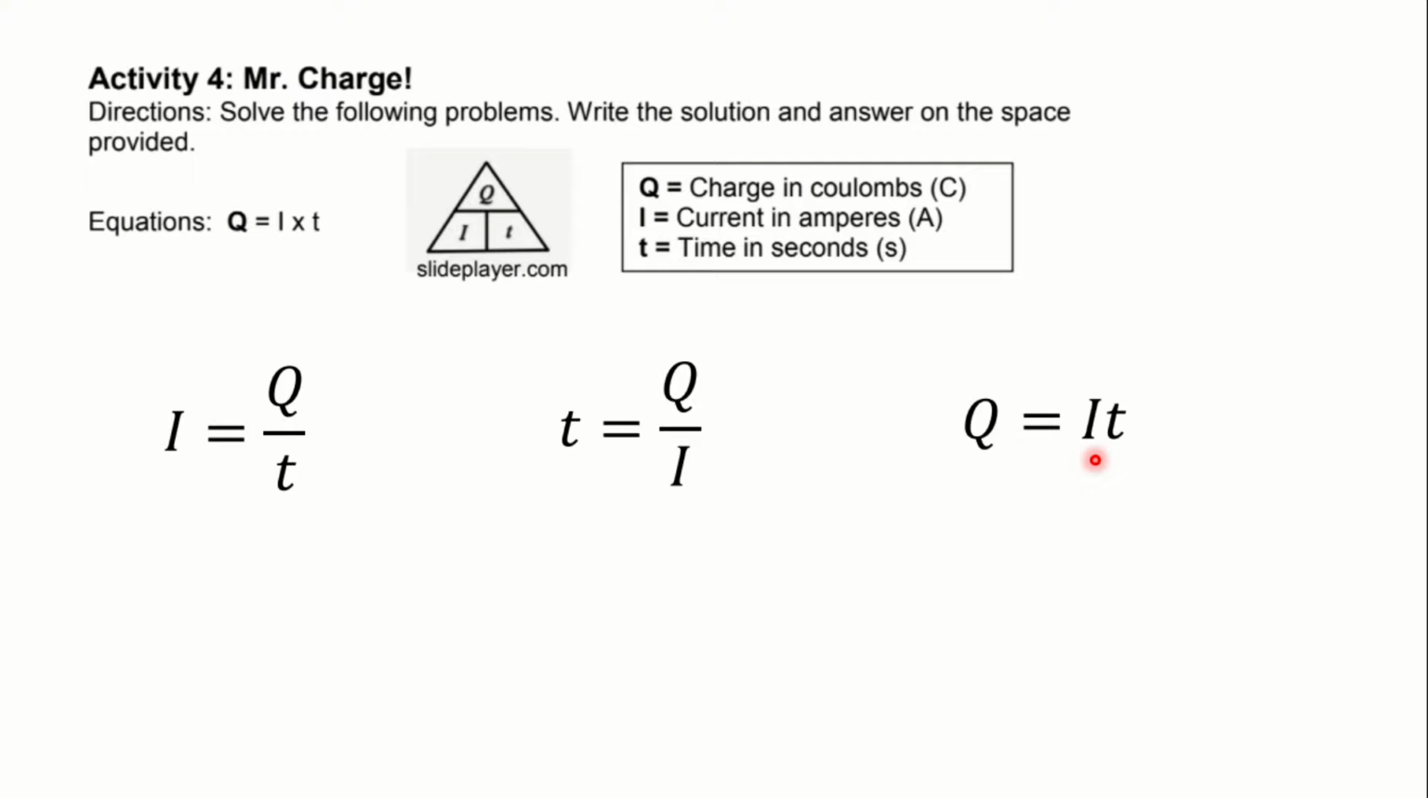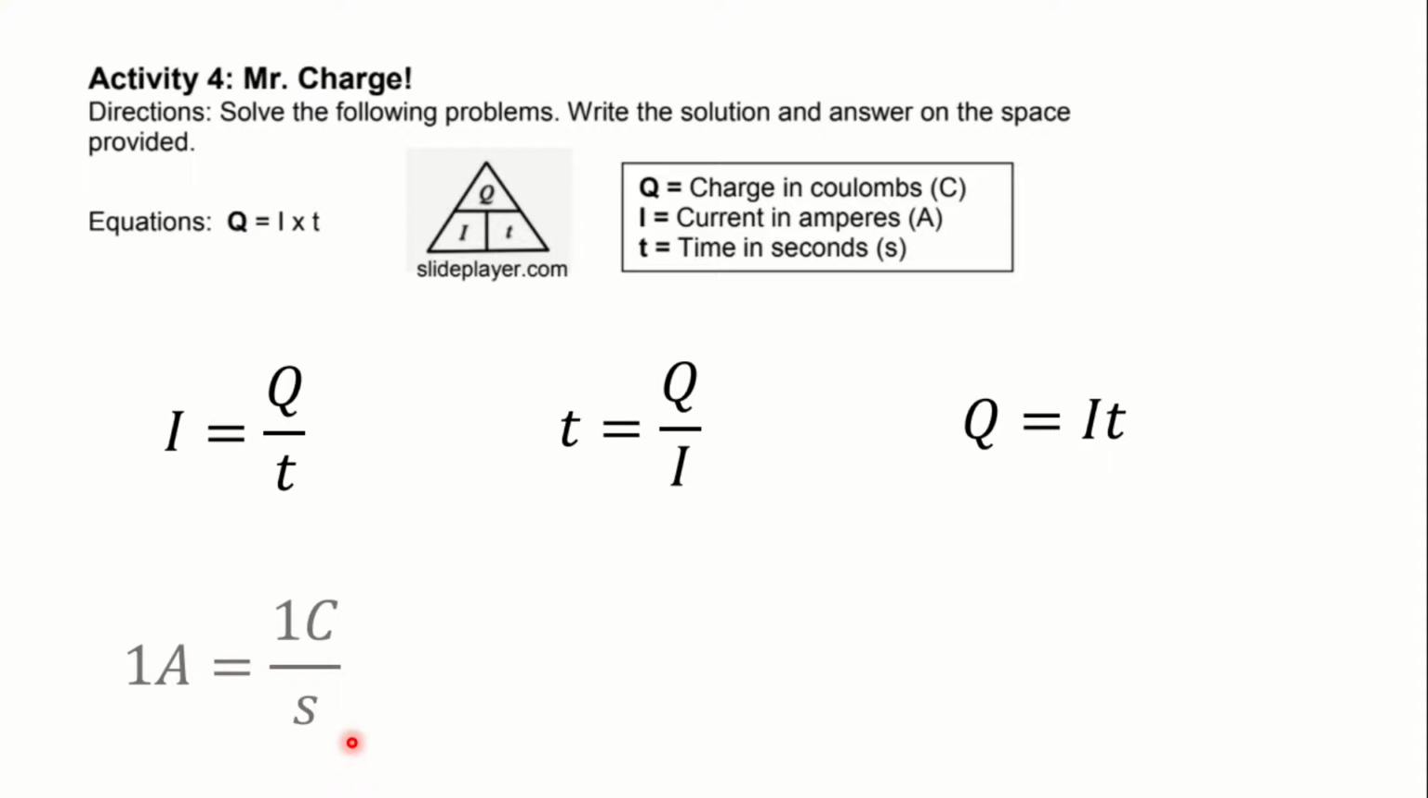Another important information that you need to consider is the accuracy of your units. Using this equation, that current is equal to charge divided by time, it gives the relationship among the units. Current is ampere, charge is coulomb, and time is in seconds. This tells us that 1 ampere is equivalent to 1 coulomb per second.